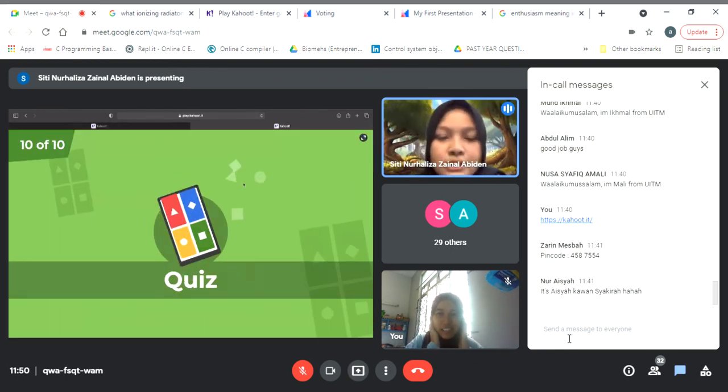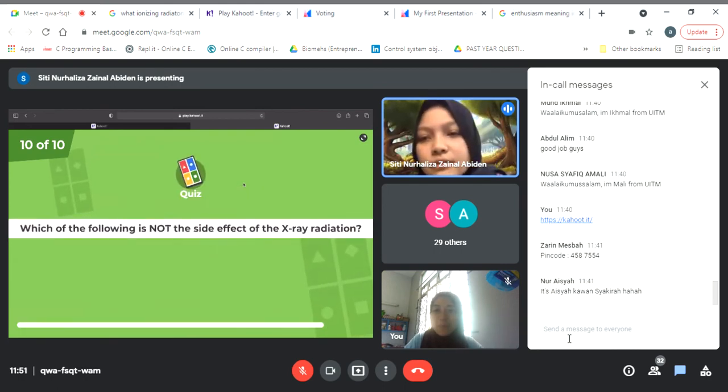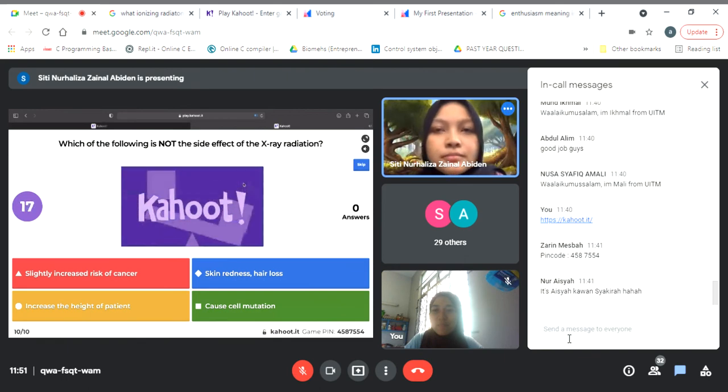So last question. Which of the following is not the side effect of the X-ray radiation? So which one is not the side effect of radiation? Is it will increase the risk of cancer, or increase the height of patient, or hair loss, or cell mutation? Which one is not the side effect?